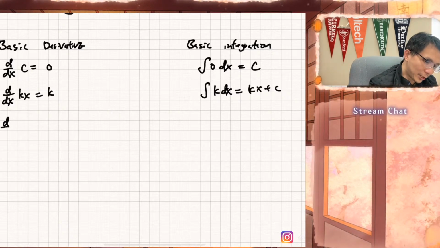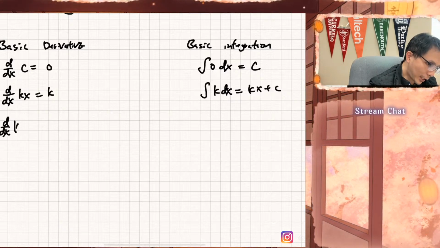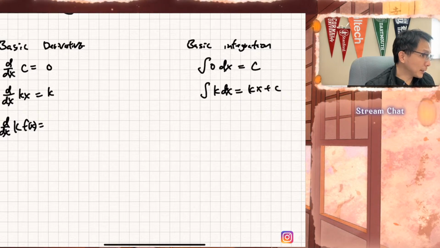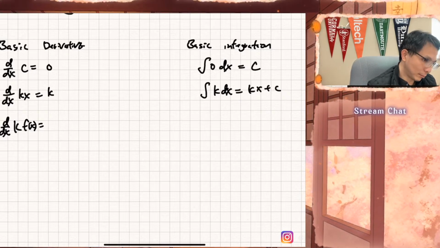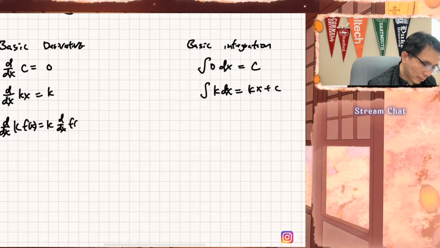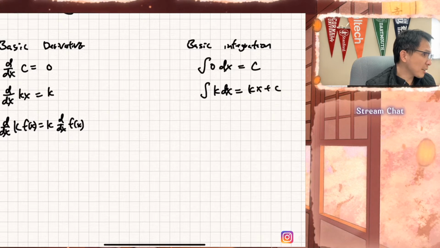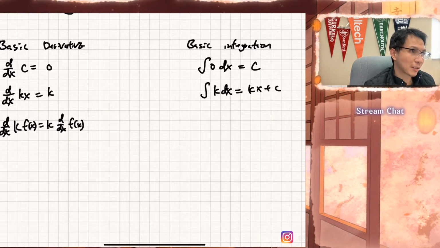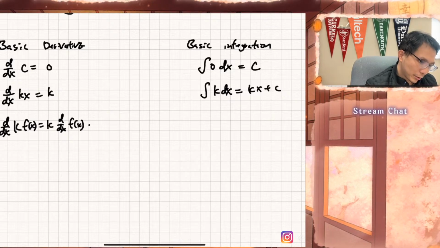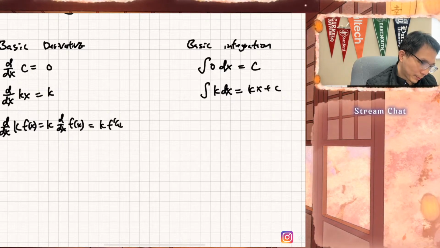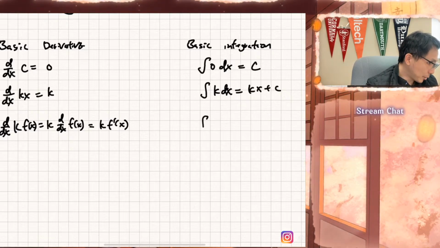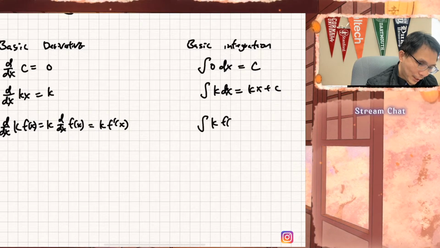Okay, what is d/dx of k times f of x? Well, technically, can I move the k to the front? That's a constant. Can I take a derivative of 2x and just leave a 2 in the front, and take the derivative of x as 1? So that could be k f prime of x. Super easy. Okay, so what's the integration of k times f of x?